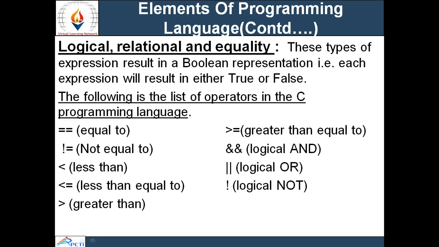Logical, relational and equality. These types of expression result in a Boolean representation. Each expression will result in either true or false. It is composed of operands and relational, logical, or equality operators. The following is the list of operators in the C programming language.